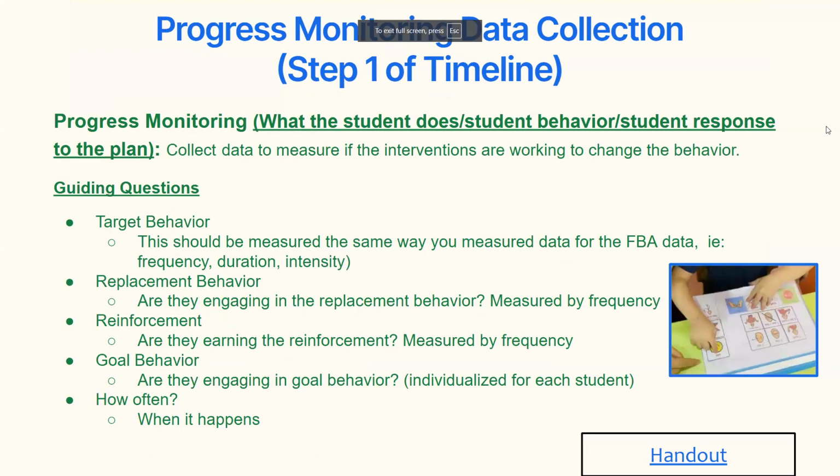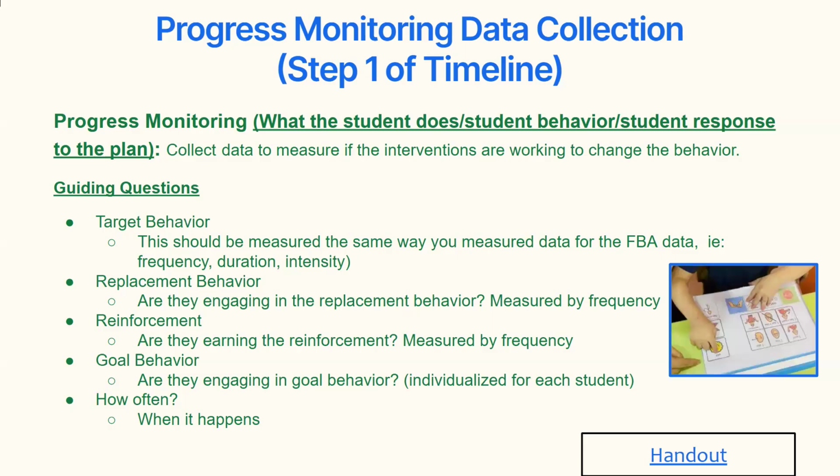So once we understand fidelity, and understanding that there could be some overlap with these two points, next is progress monitoring data. We're still in step 1 of our timeline, and we're looking at what the student is doing. We want to monitor how the student is responding to our interventions because we want to know: is this behavior getting better, worse, or staying the same based on the interventions that we have put in place? So progress monitoring is what the student does, the student behavior, the student response. We want to really make sure we're collecting data to measure if the interventions are working to change the behavior or not.